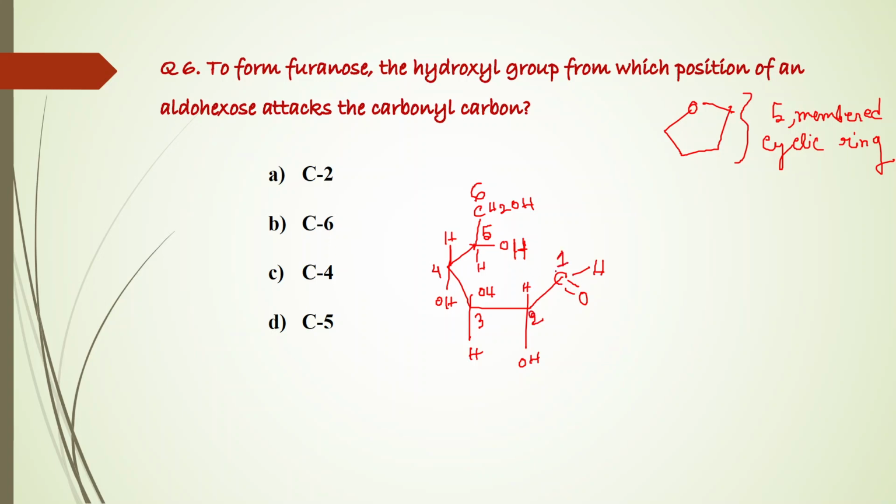Now the attack will happen to this carbonyl center, and what you have to form? A furanose. That means a 5-membered ring needs to be formed. So let us see where the attack should go. This is your 1 carbon, this is your 1, 2, 3, 4, 5. Now this has to be cyclized. So this is your first bond, 1. This one is your second one, 2. This is your third one, 3. This is the fourth one.